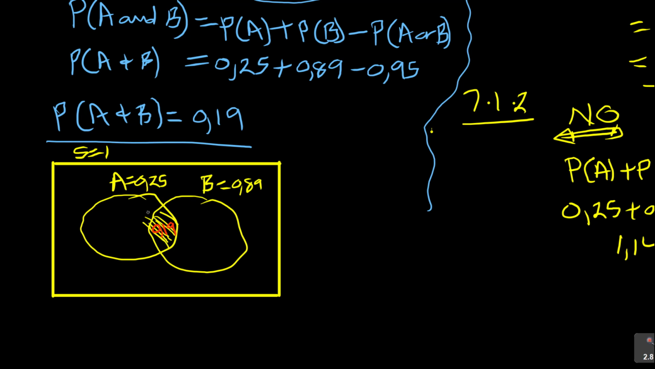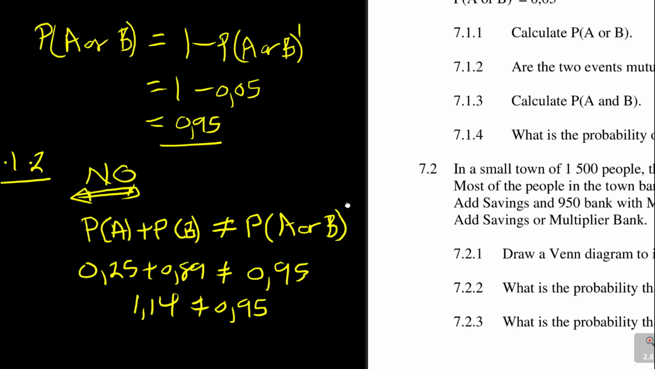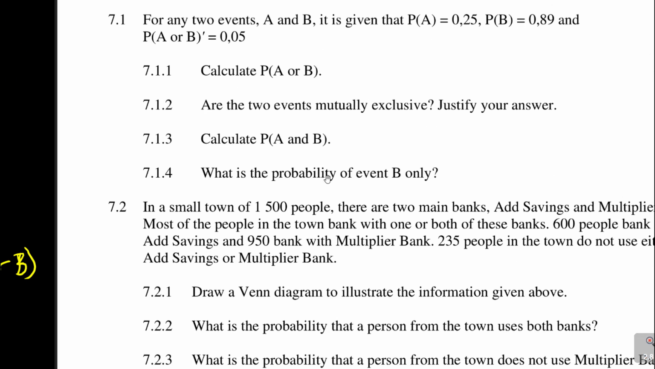A only, there is A only. If you wanted A only, it was going to be this one, probability of A. And then B only, it was going to be that one. Are you getting that? Now let's continue. And then it says, what is the probability of event B only? You see, now they are bringing that B only.